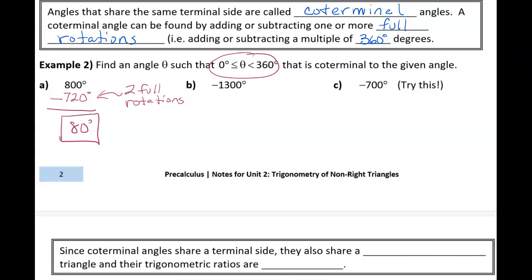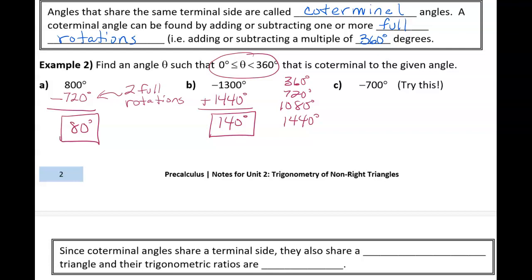In B, we have a negative angle. In order to create a positive angle from this, we'll have to add multiples of 360 degrees. Well, let's list some multiples of 360. We've got 360, 2 times it is 720, 3 times it is 1080, and 4 times it is 1440. It looks like it's going to take adding 1440 to the negative 1300 in order to get an angle that's positive in between 0 and 360. So a 140 degree angle is coterminal.